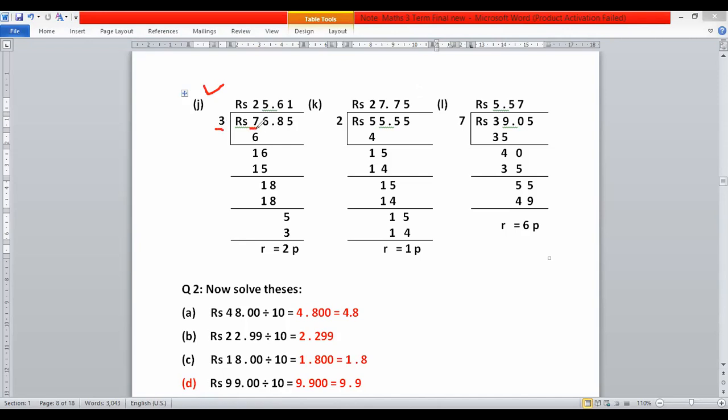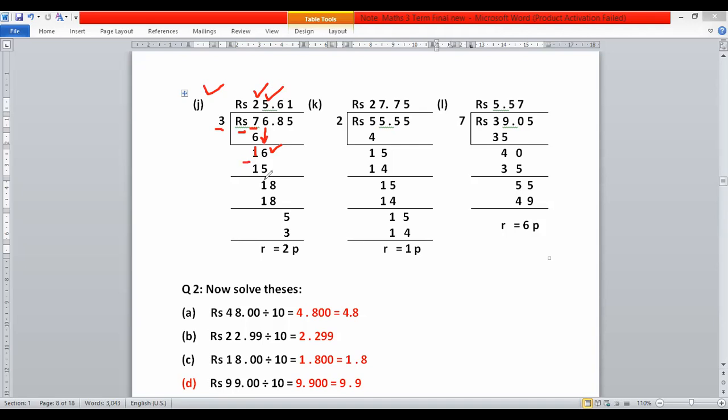So first of all, we take the first digit. First digit is 7. We divide 7 by 3. 3 twos are 6. 7 minus 6. Answer is 1. So after that we shift 6 down. We get 16. Now we divide 16 by 3. 3 fives are 15.